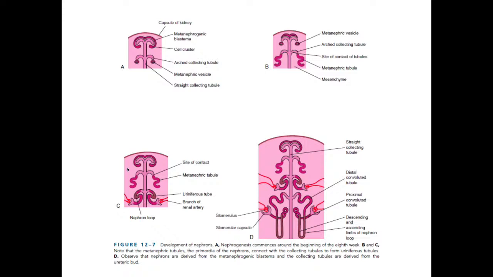As you see, with the development of the embryo, we have development of the kidneys also. These were our metanephric tubules, right? They have developed and become uniferous tubules. Then we have development of the metanephric tubules joining with the arched collecting tubules. After some time, we have the straight collecting tubule, the distal convoluted tubule, the proximal convoluted tubule, and also the glomerulus, and everything has a blood supply. This is how the normal nephron was created.